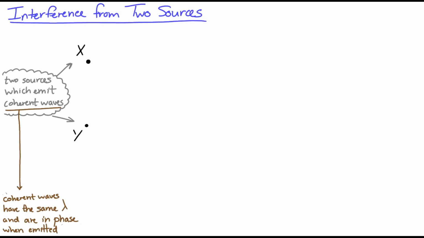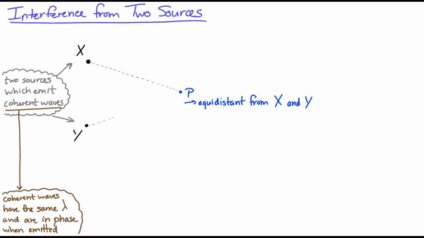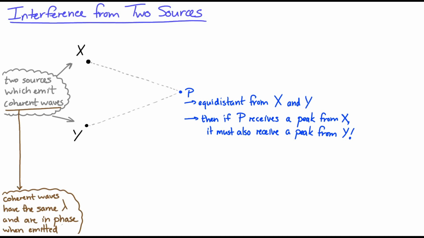All right. So now let's think about a point P. And let's say this point P is equidistant from X and Y. It's the same distance from X and Y. If that's the case, then if point P is receiving a peak from X, then point P must also be receiving a peak from Y. Now, if that's not immediately obvious, and it's okay if it isn't, then think about it a little bit. I'll try to draw a picture of what's happening. But let's say P is receiving a peak from X, then it must also be receiving a peak from Y. That's because it's equidistant from those two sources.